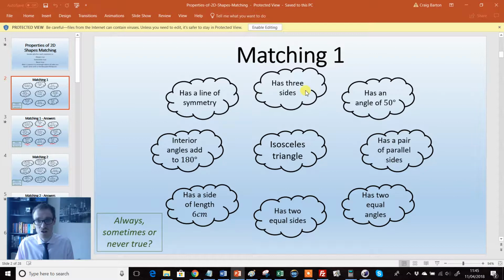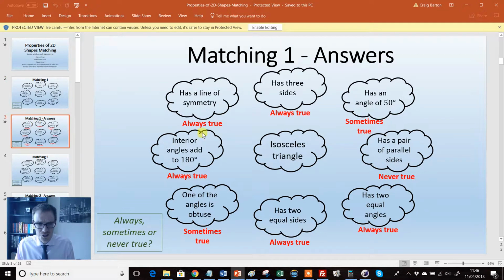So we've got isosceles triangle, has 3 sides, has a line of symmetry. Look at that one. That's an interesting one, right? Because I'm having to think about it a little bit myself. I'm thinking it always has a line of symmetry, but is there a way I could draw it that doesn't? Again, you can imagine the discussions that are happening here. Has an angle of 50 degrees, that's a good one there. 2 equal angles, 2 equal sides, and so on. But let's just check my answer. Line of symmetry, always true, looking good.